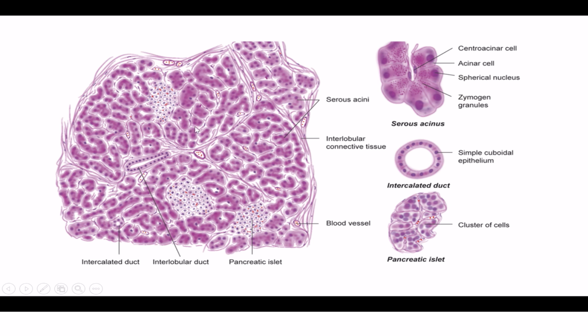You can see here, this is the exocrine part where you are seeing the pancreatic acini. Here, this is the endocrine part where you are seeing the islets of Langerhans. These are the enlarged islets of Langerhans. You can see the intercalated duct, and you can see the pancreatic acinus, serous acinus with the centroacinar cells. So these are the cells which line the beginning of the intercalated duct.